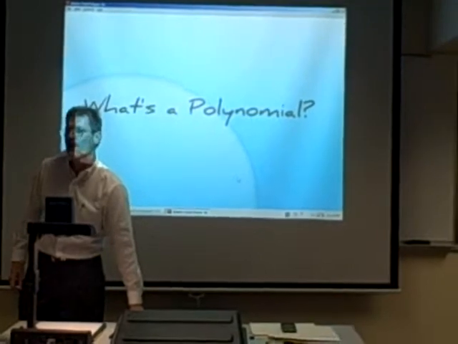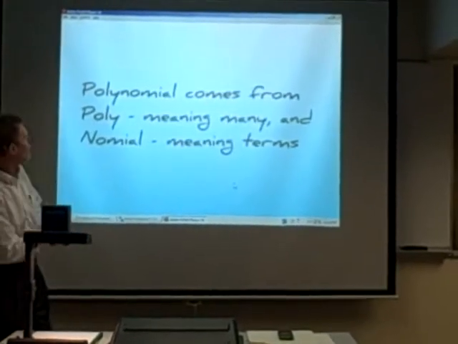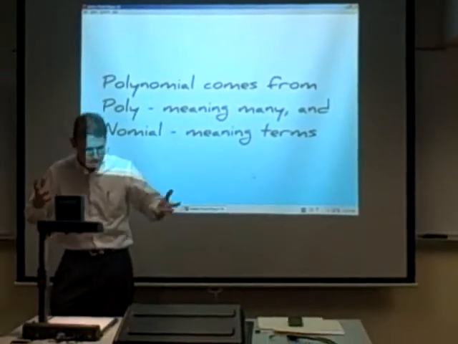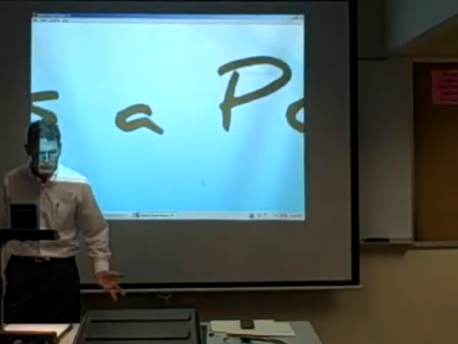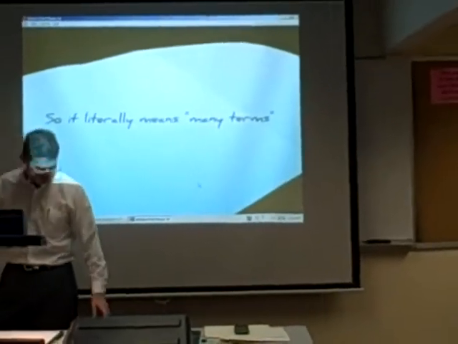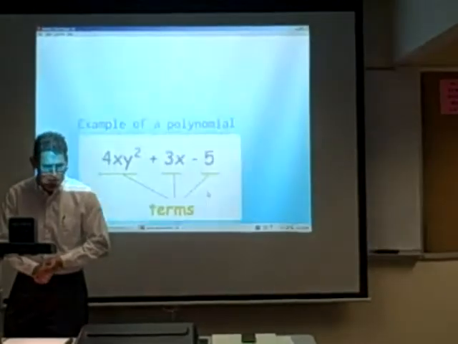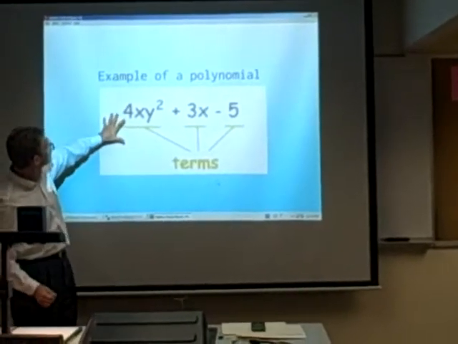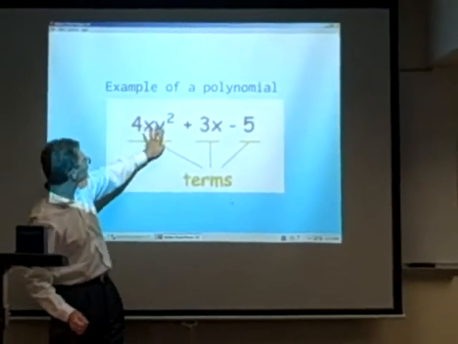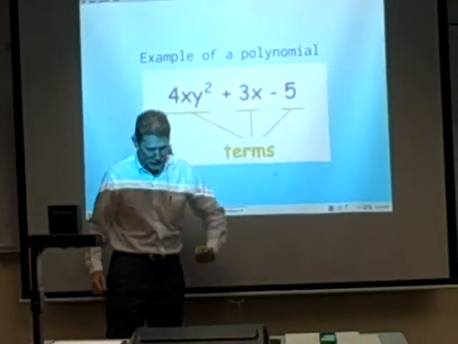First of all, what is a polynomial? Well, polynomial comes from poly meaning many and nomial meaning terms. So essentially it just means many terms. We are actually going to take an example here. This is an example of a polynomial. This is a term, this is a term, this is a term.